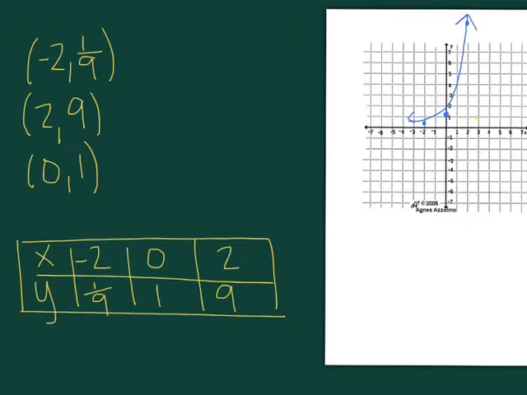Let's try that again, shall we? Okay. So we have -2, 1/9, 0, 1, and 2, 9. Let's see if I can do a better job this time. Kind of. Okay, so there's our curve.